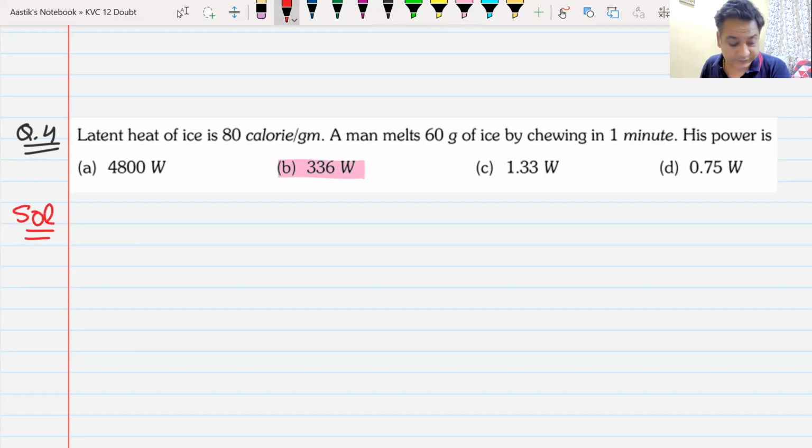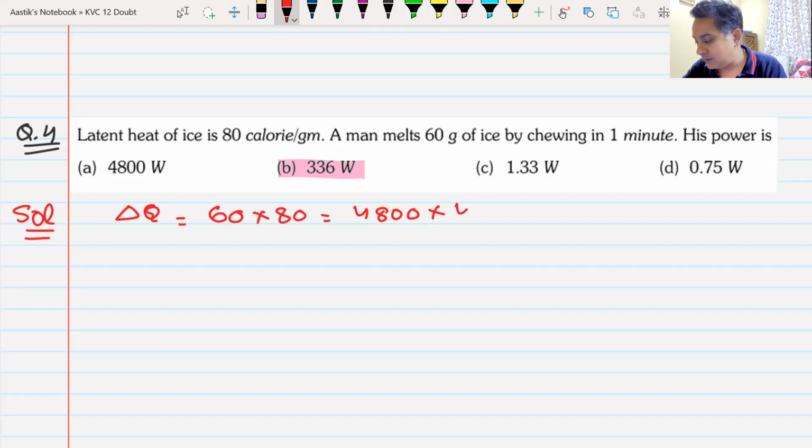How did you do it? You have to find the power. So first of all, you have to find how much heat is required, because ice has to be converted into water. So you have to give heat to the body. How much heat? M into L. M is 60 grams. 60 multiplied by 80 is 4,800. But that is in calories, my dear friend, so we have to multiply it by 4.2.